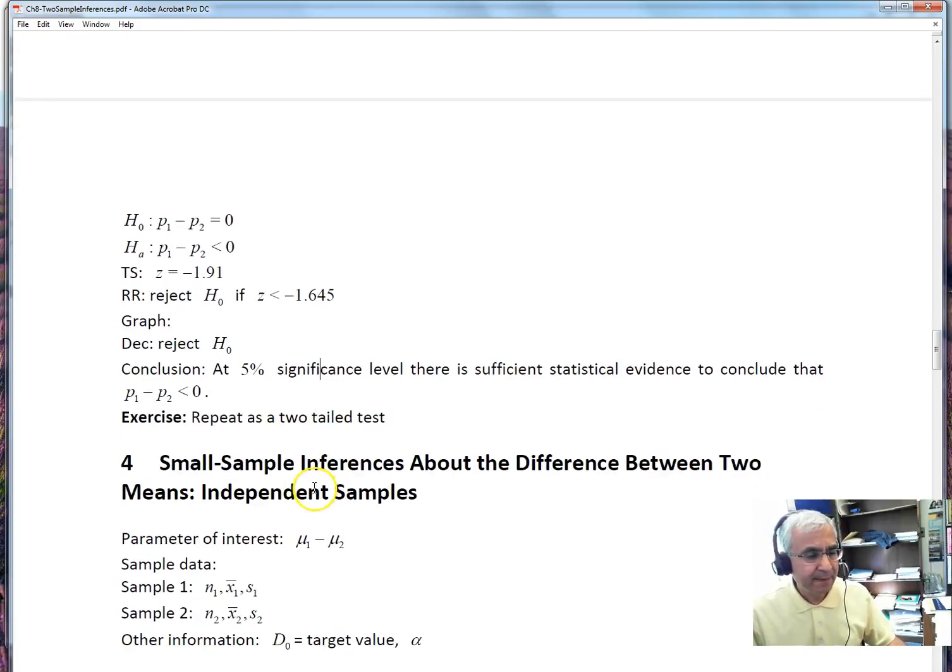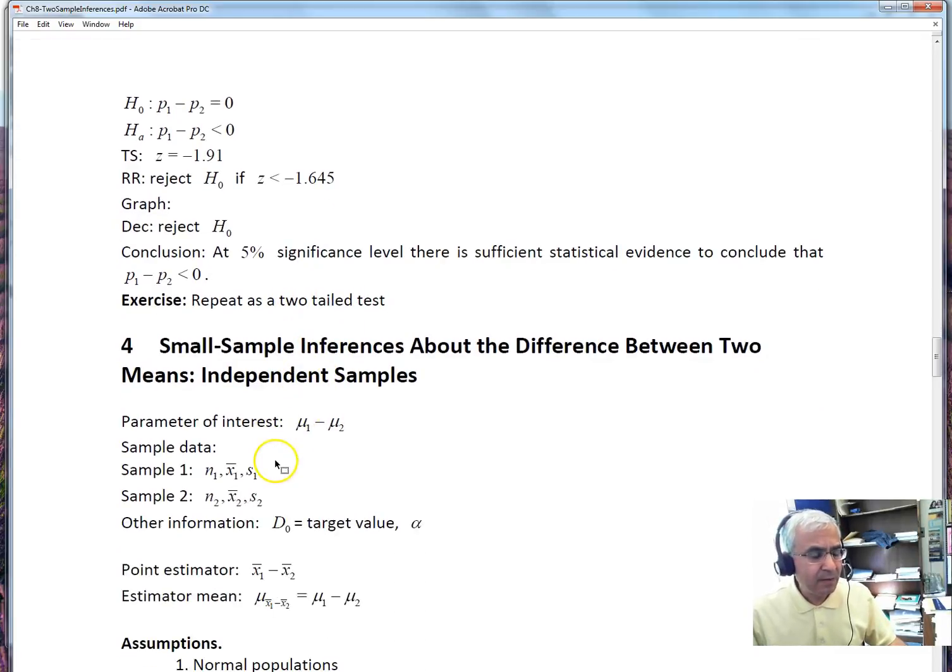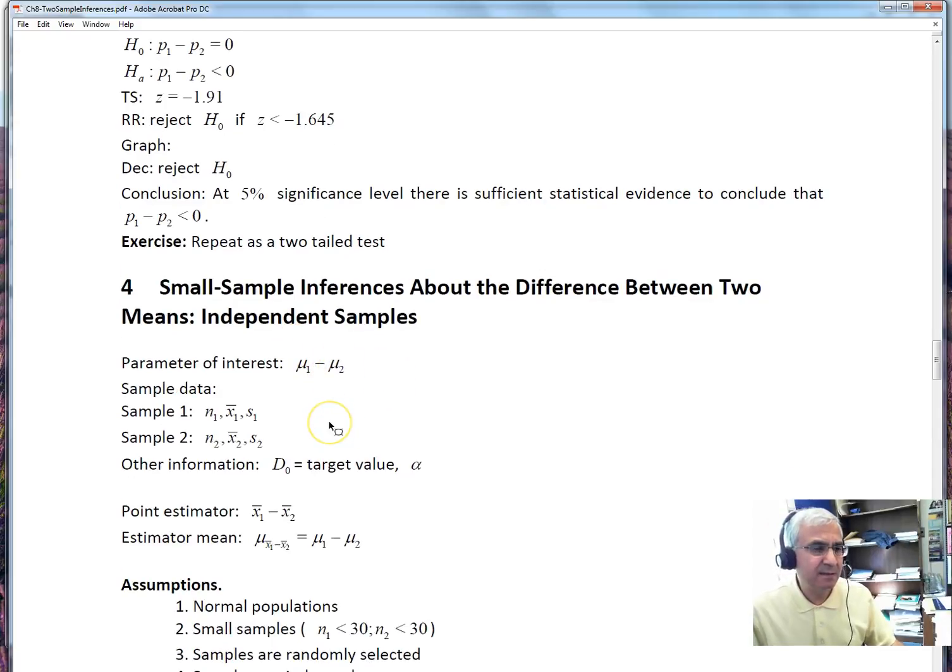Okay, I want to go over small sample inferences about the difference between two means. Remember, in this case we cannot deal with proportions. Everything is the same as we had before. The parameter of interest is mu1 minus mu2. Our sample data is n1, x bar 1, s1, n2, x bar 2, s2, D0 is called the target value, and we are given alpha.